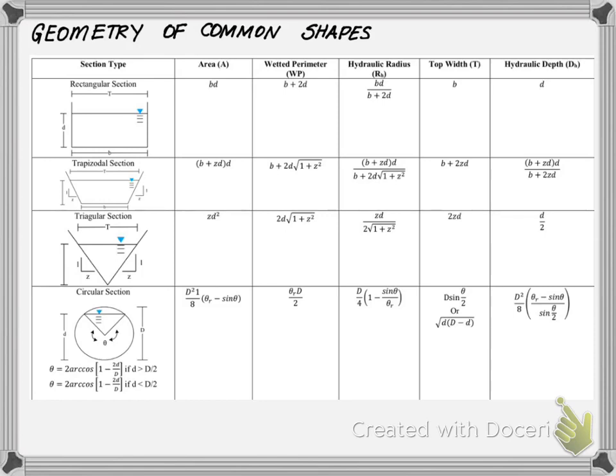This slide shows the geometry of many common geometric shapes: rectangular, trapezoidal, triangular, and circular. The geometric information shown can also be found in most textbooks, online, or determined by you. For you to calculate these terms, you must know the depth, side slope, width, and/or diameter of an open channel.